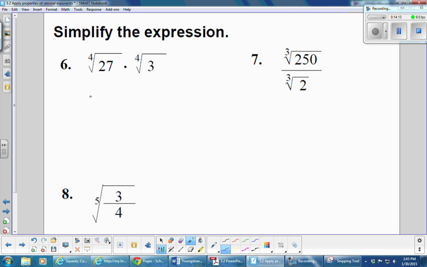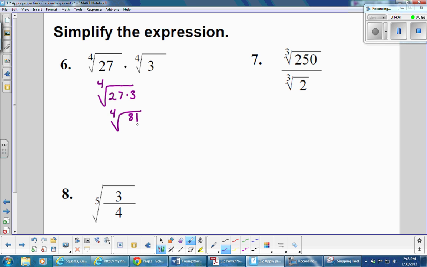This one right here, you might want to think about putting them back together. So if I put them back together, would it benefit me is my question. So the fourth root of 27 times 3, well, this one I'm going to write it as... I'm allowed to do that, right? That product rule says I can put them back together. Well, why did I want to put them back together? This is why. Because that's really the fourth root of 81, right?